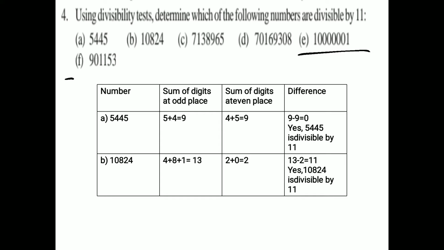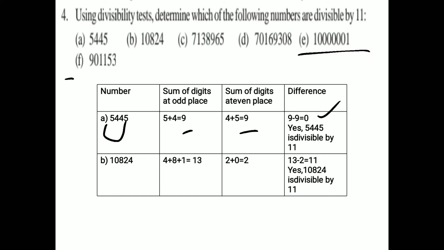Clear? Now see the A part. I already explained how to do it. Make a table. On one side you write numbers, sum of digits at odd places, sum of digits at even places, then difference. Then odd place numbers are 5 and 4. 5 plus 4 answer comes 9. Then this 4 plus this 5 answer comes again 9. 9 minus 9 what comes? 0. So 0 is divisible by 11. So it means yes, 5445 is divisible by 11. This thing you write.